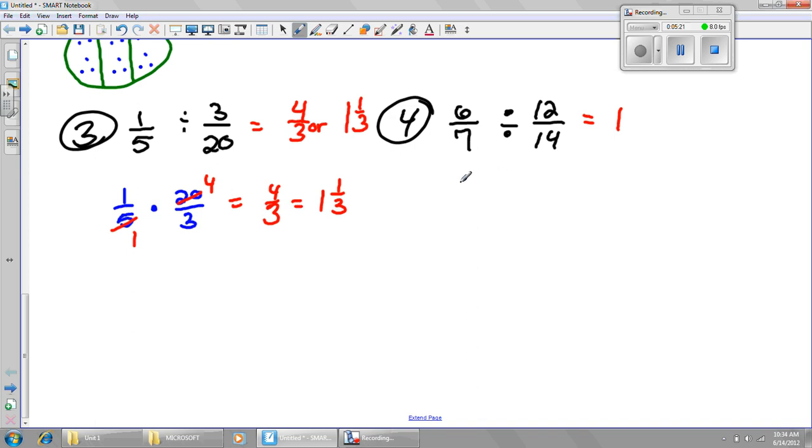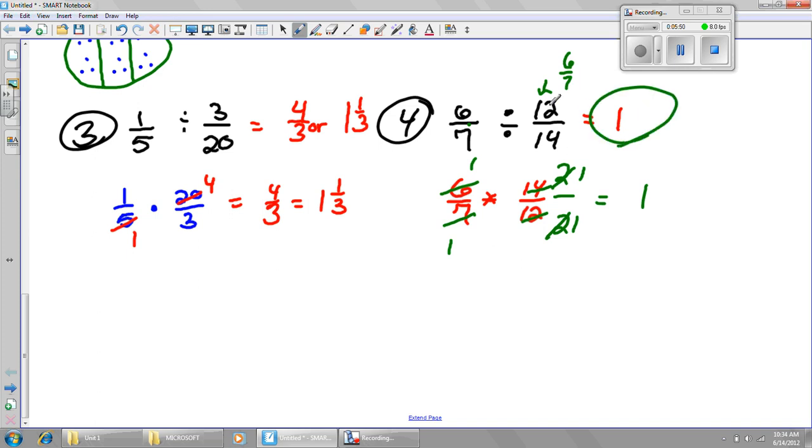Okay, and then on this last one, I'm going to do 6/7 multiplied by 14/12. This is actually the hard way to do this one, but you can see it still works. And I get 1. Some of you might have said, hey, this is the same as 6/7, and any non-zero number divided by itself is the same as 1. And that is correct.